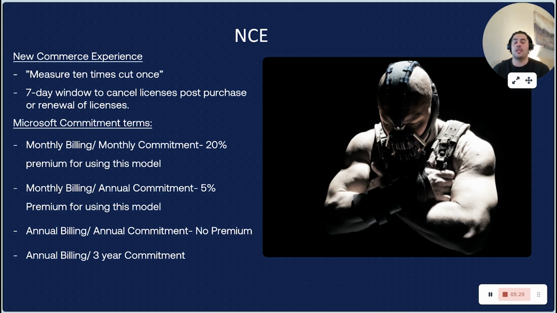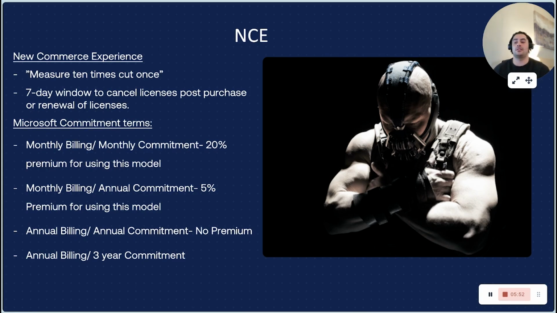There's a monthly billing annual commitment. That's going to be a 5% premium on top of those licenses just for using the annual commitment monthly billing. Annual billing, annual commitment is going to have no premium. So the number that you see, the number you're paying, is going to be true to what it is. This is what Microsoft is pushing to make sure that you're going to have your annual commitments, you're getting paid up front, all is taken care of.